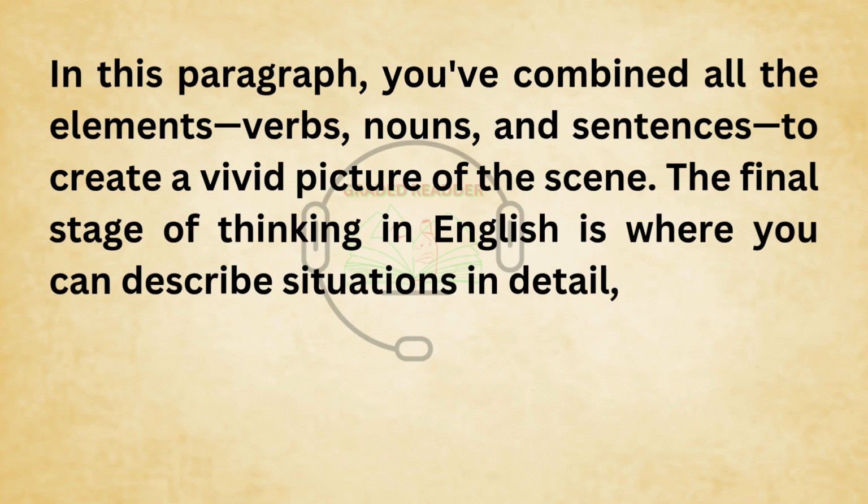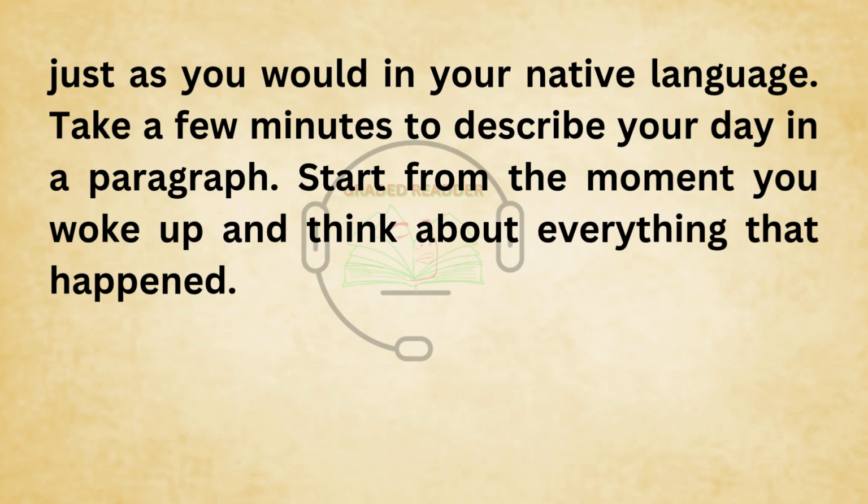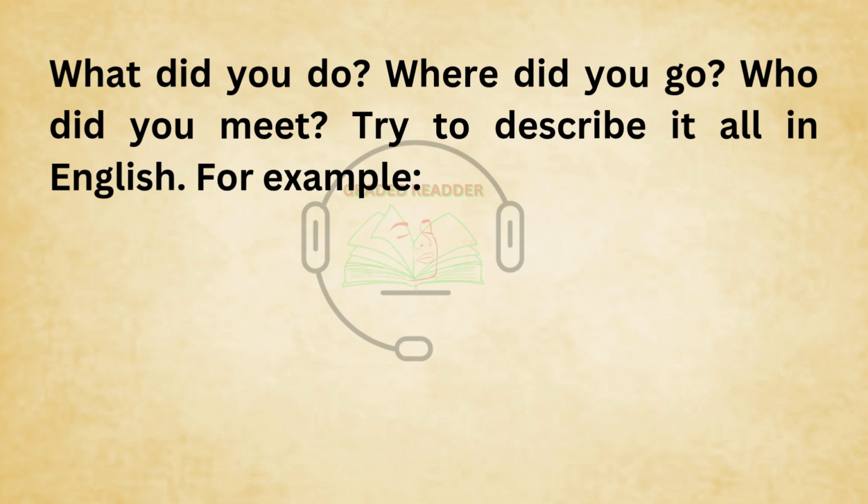In this paragraph, you've combined all the elements, verbs, nouns, and sentences, to create a vivid picture of the scene. The final stage of thinking in English is where you can describe situations in detail, just as you would in your native language. Take a few minutes to describe your day in a paragraph. Start from the moment you woke up and think about everything that happened. What did you do? Where did you go? Who did you meet? Try to describe it all in English.